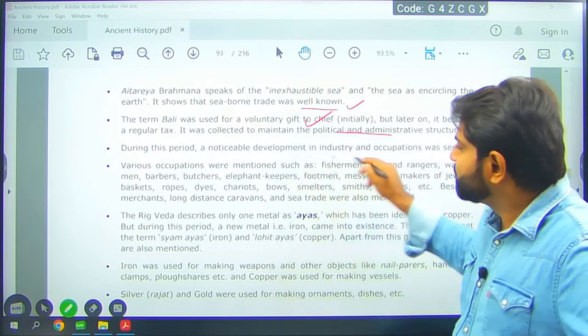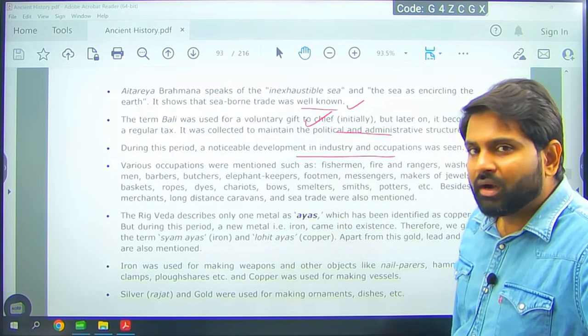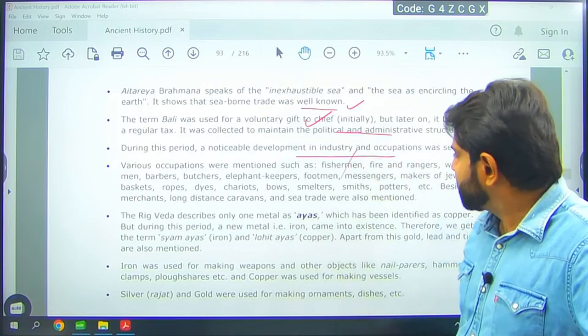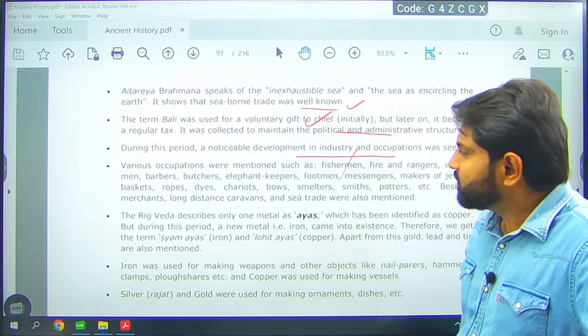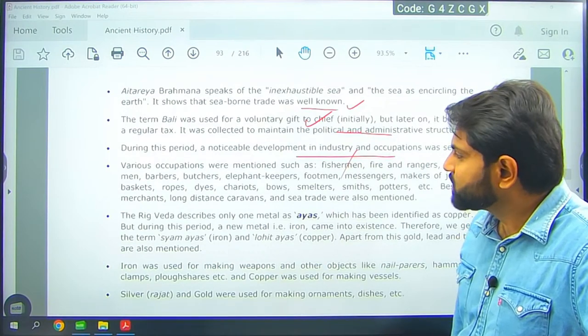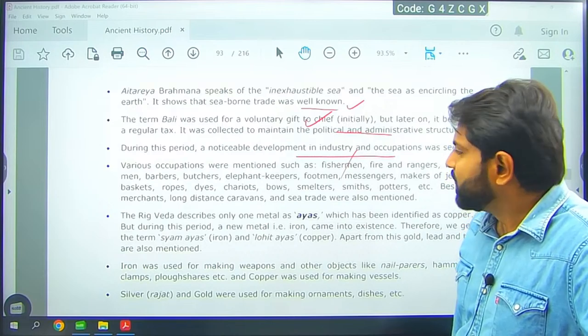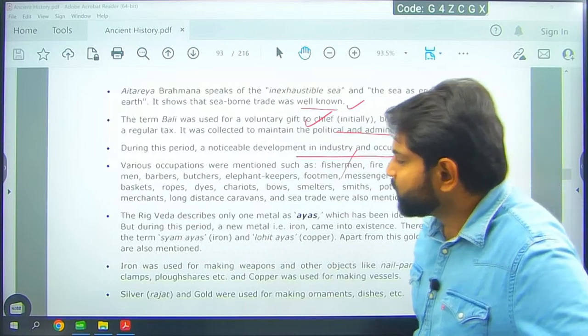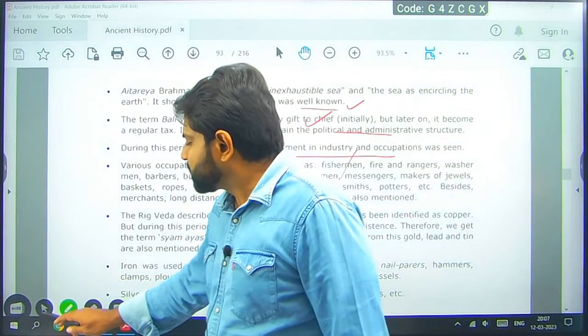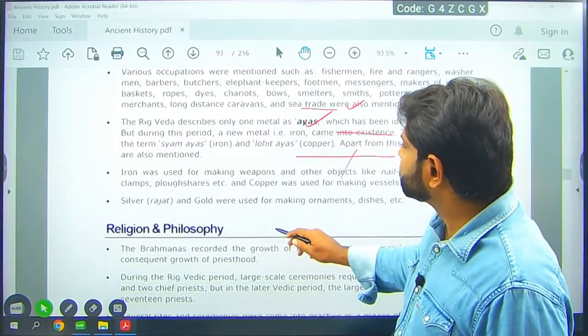During this period, noticeable development of industry and occupations can be seen. There were many professionals coming into the picture: fishermen, fire rangers, washermen, barbers, butchers, elephant keepers, footmen, messengers, makers of jewels, baskets, ropes, dyes, chariots, bows, smelters, smiths, potters. All these came into the picture. With these professions came different products, and with the different products, there is trade.